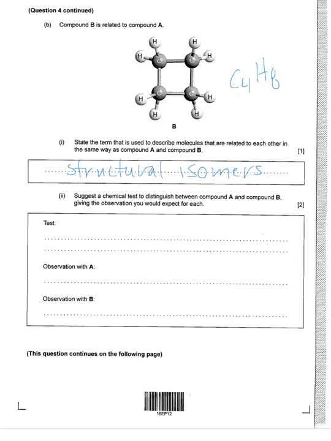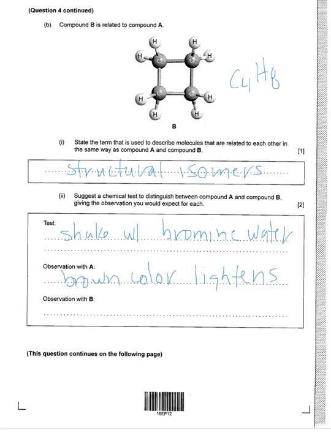Suggest a chemical test to distinguish between compound A and compound B. Well, since compound B is a cycloalkane, it's going to have much lower reactivity than the alkene. So I could shake it with bromine water or any halogen dissolved in water. And my observation with A is the brown color would get lighter or possibly lose its color altogether. And with B, there would be no change due to its much lower reactivity.